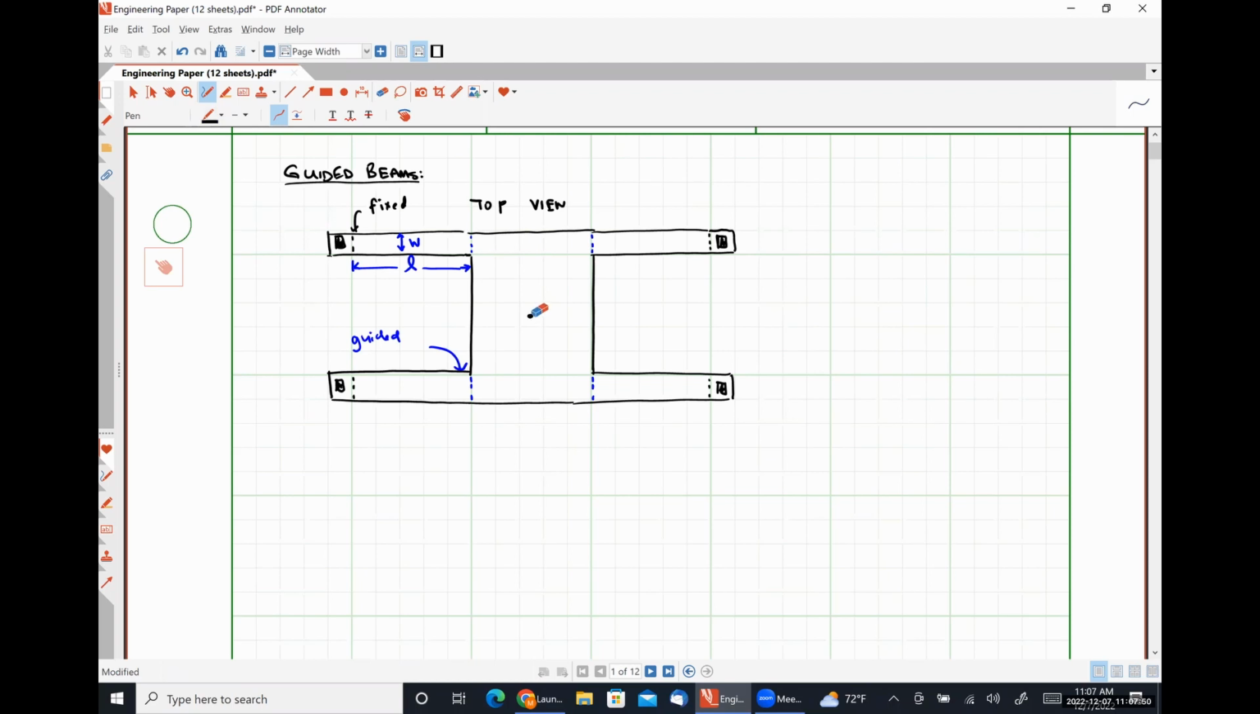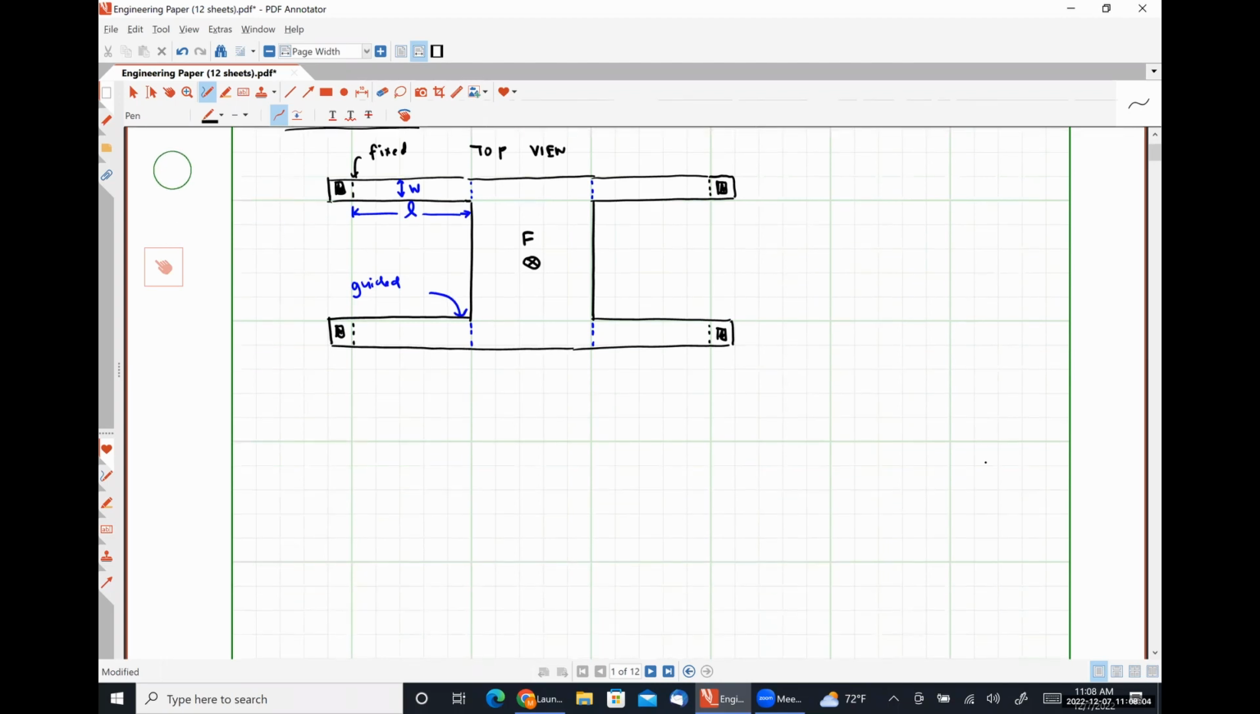Actually, the force is going to be acting into the page on the plate, which is going to cause the beams to deflect downward. Okay. So from a side view perspective, we are going to see something like this, and this will be a very exaggerated representation.